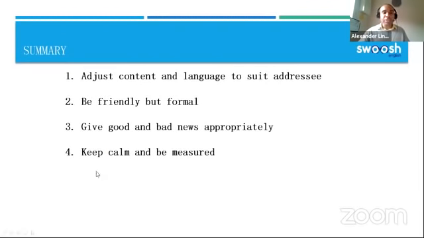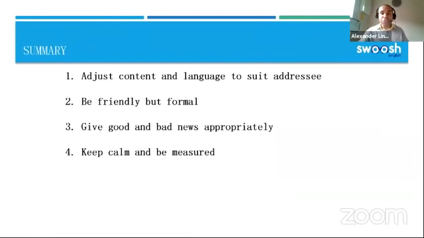So a summary of the points: adjust content and language to suit the addressee. So that's either obviously the patient or the caregiver. Be friendly but formal. Be approachable, but make sure you're professional. Give good and bad news appropriately. Think about how you could use intonation with this.